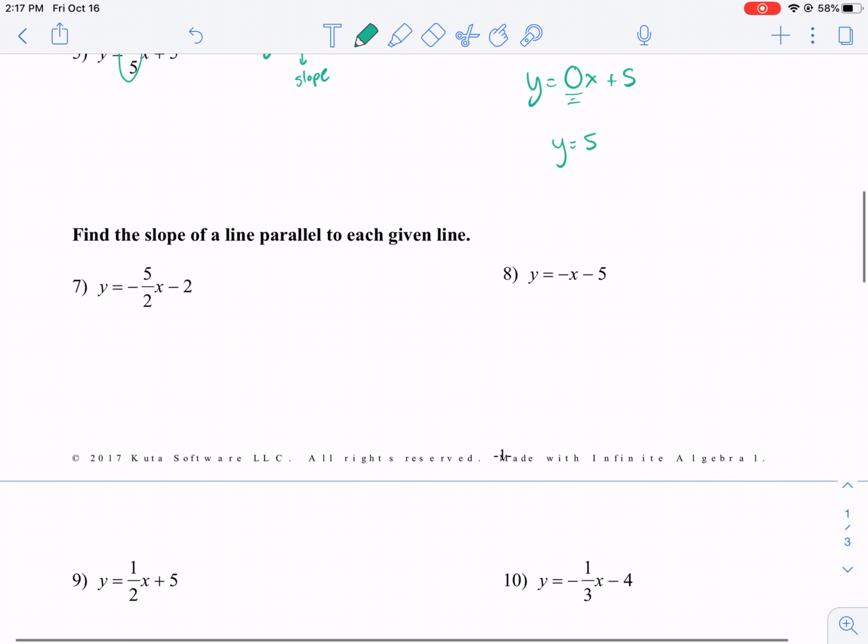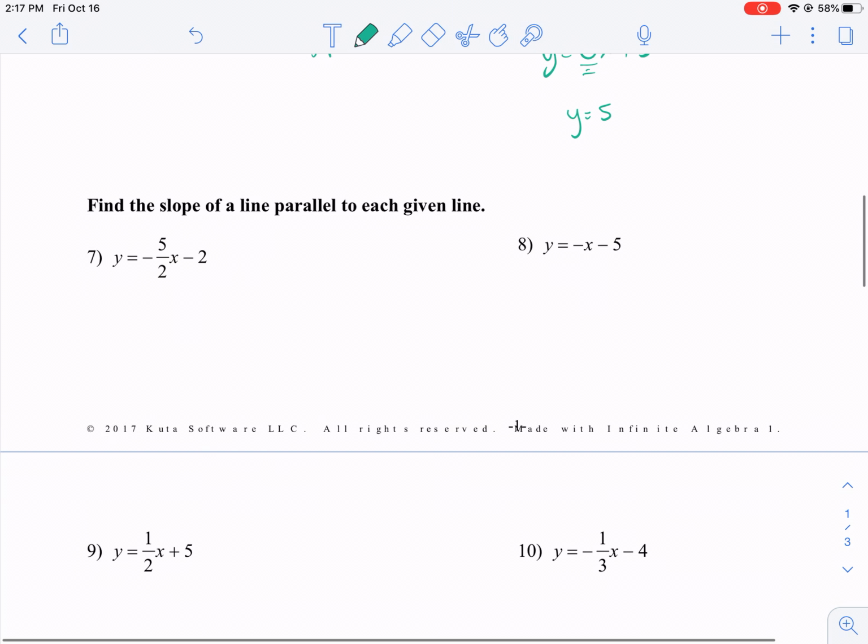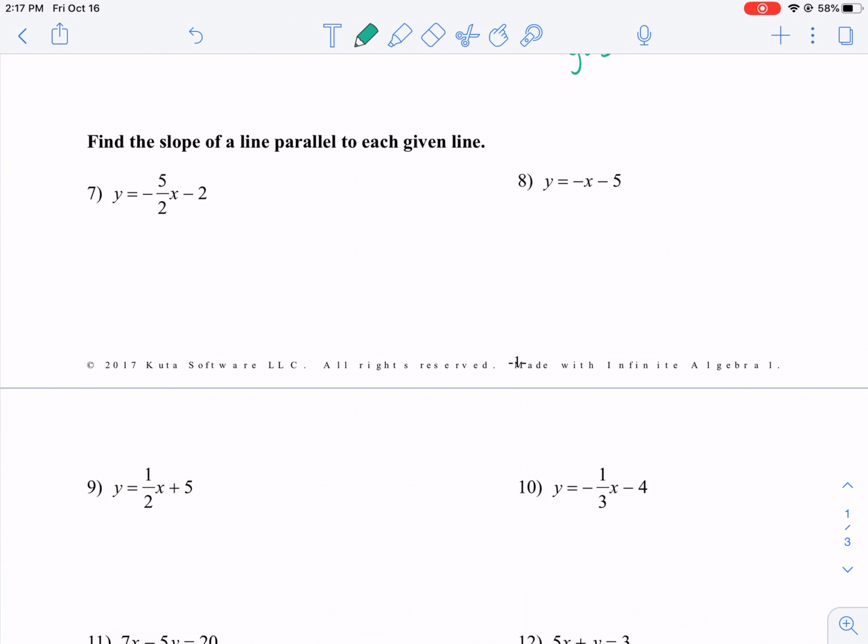This is the good stuff right here. This is what I really wanted to get to. It's find the slope of a line parallel to each given line. So we start off real basic here. It doesn't give any certain requirements as to what point it needs to go through. So we're just going to look at our slope, and here it's negative 5 over 2. So we need to write an equation of a line that has a slope of negative 5 over 2.